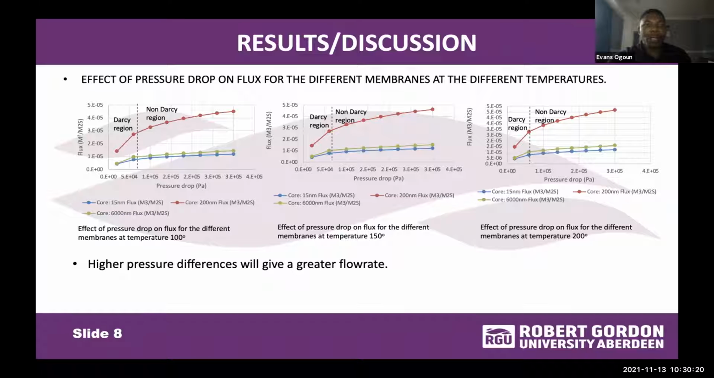Here are the results and discussion. The pressure drop was plotted against the flux, which is the rate of flow of gas per unit area, where the area is the surface area of the medium through which the gas is flowing. From the plot, as the pressure drop increases, the gas flow also increases, confirming Darcy's law that fluid flow needs a pressure differential between points, in which flow is directly proportional to the pressure gradient. This indicates that higher pressure differences will give a greater flow rate.